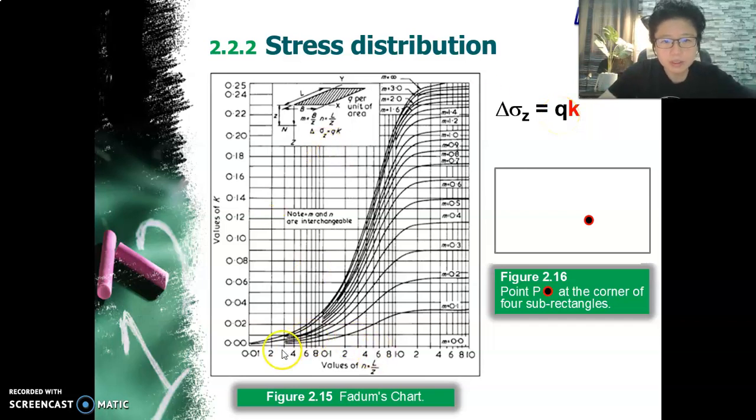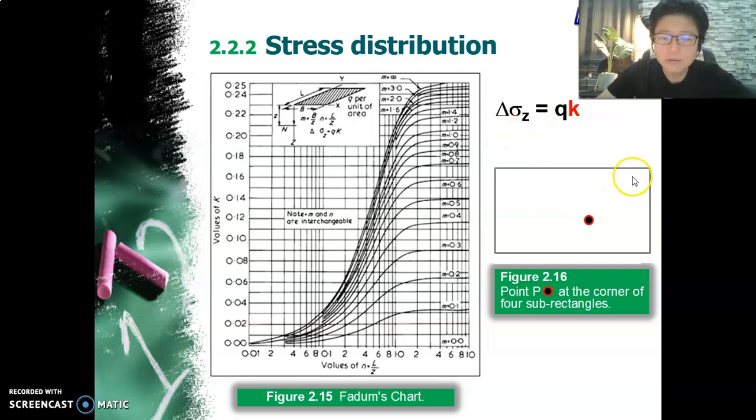And as you can see here, on the x-axis is the value of n, which is L over Z. See here, this is L of your foundation, and that Z is the depth that you want to consider for the stress increase. And these curves that you have here are M. And what is M? M is simply B over Z. So one is the breadth over the depth, one is L, the length over the depth. Simple as that. You just read off the K and pop it in here.